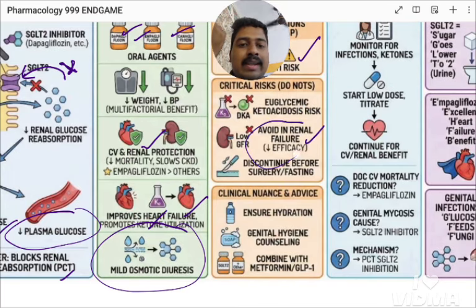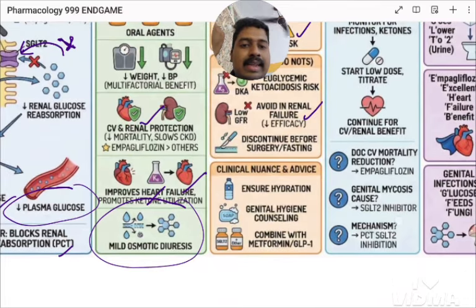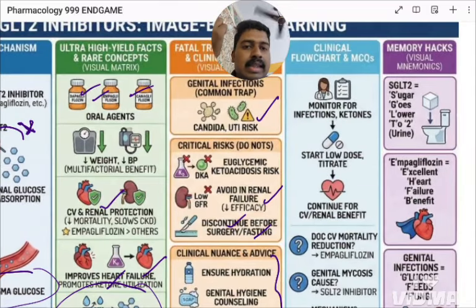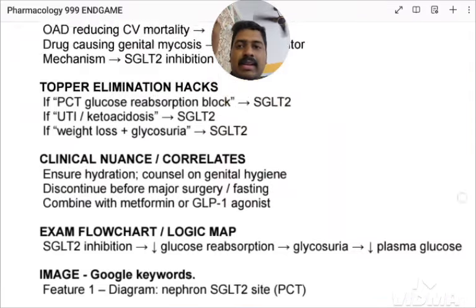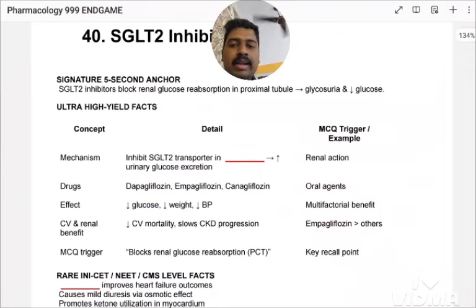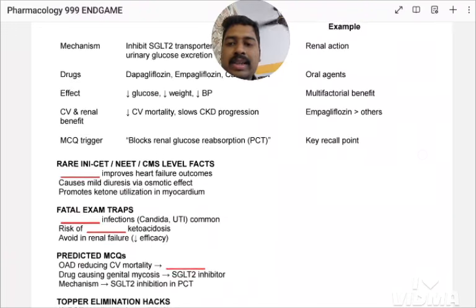So you will avoid this in renal failure because of its decreased efficacy, and you will be discontinuing this before surgery, fasting, etc. Okay, so all these things I don't think are that useful. So you can just go through this. Okay, we'll go through the questions now. I think I have explained everything under this. Yes, so the mechanism is it inhibits the SGLT2 transporter in the proximal convoluted tubule. Okay, there shouldn't be any confusion regarding this.